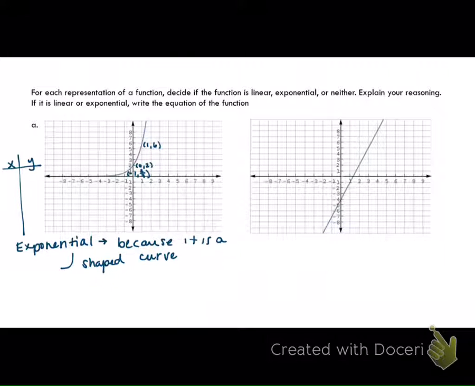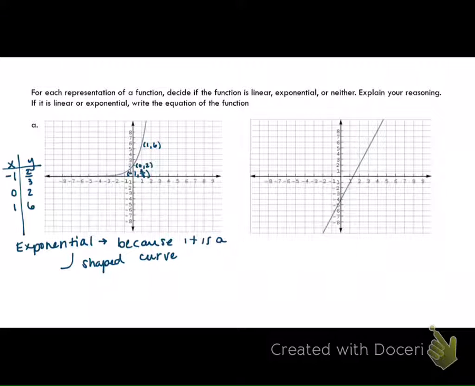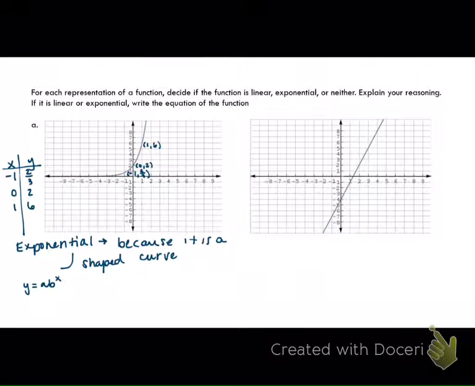So what I would do is find 2 or 3 points on your graph and make a table with them so you can determine what your growth or decay factor is in this case. You know it has to be y equals ab to the x. So Madison, what is my exponential function here?